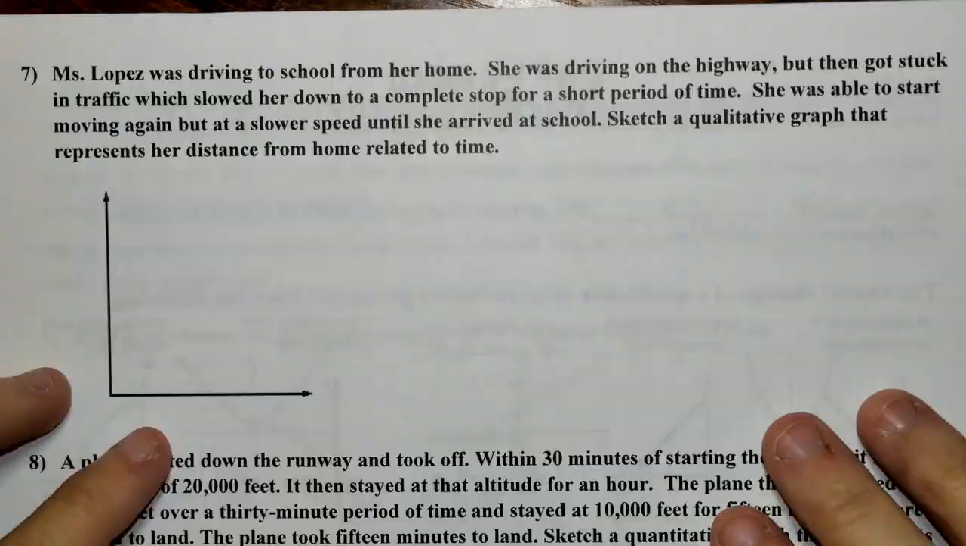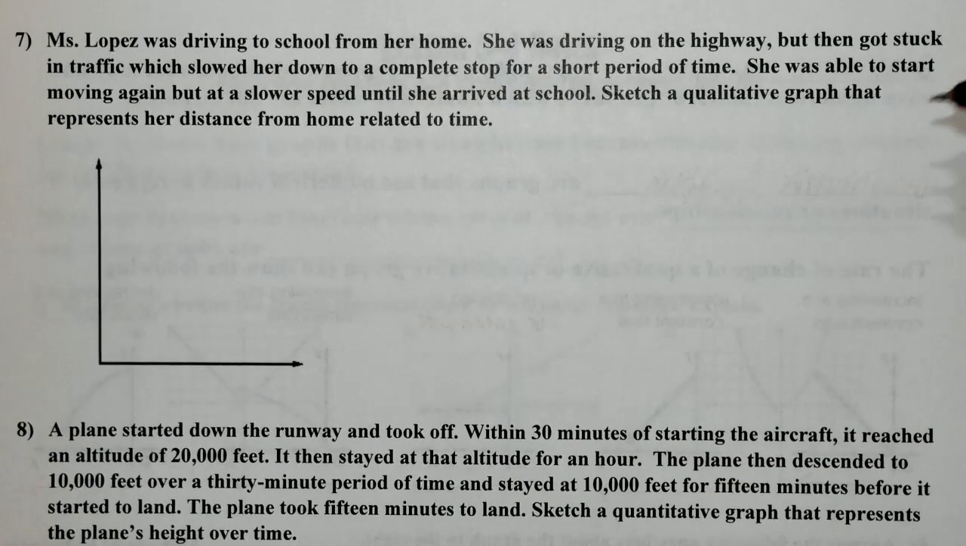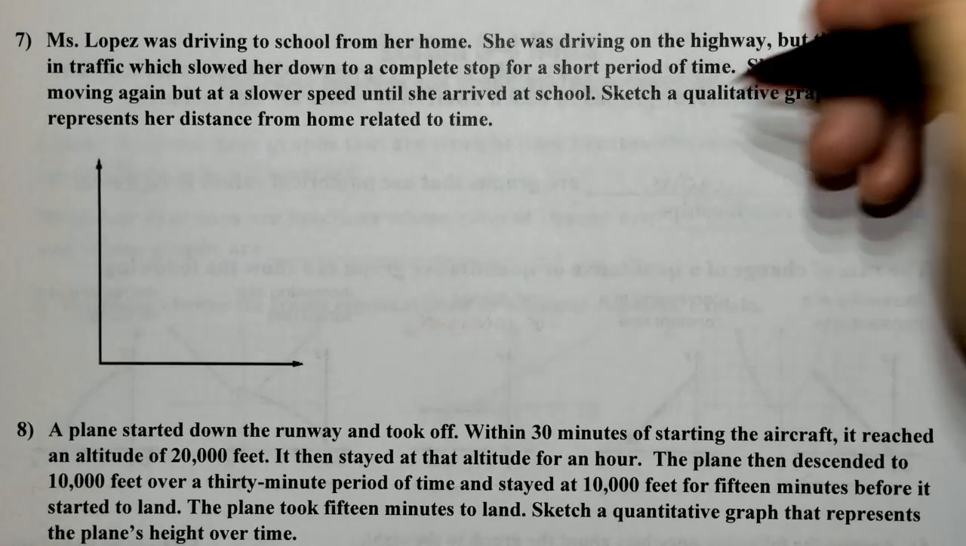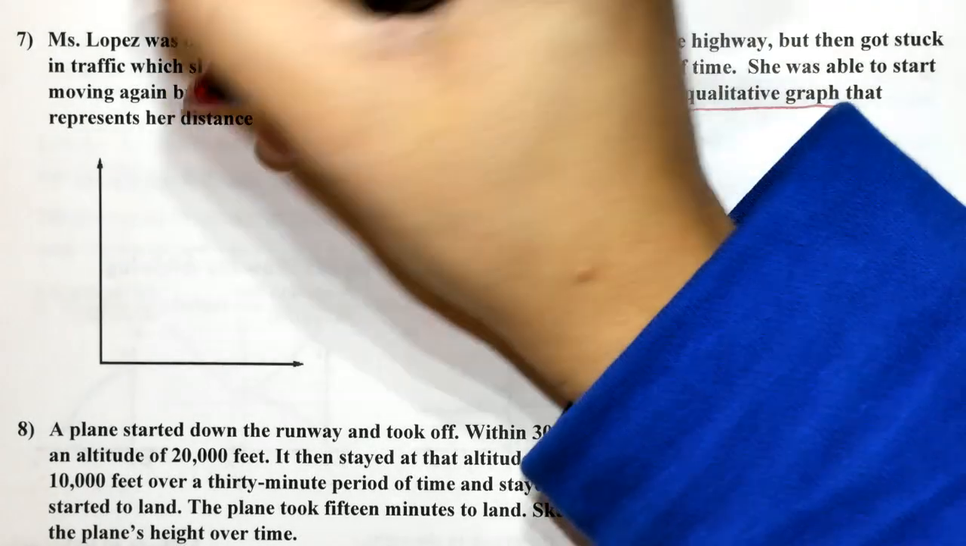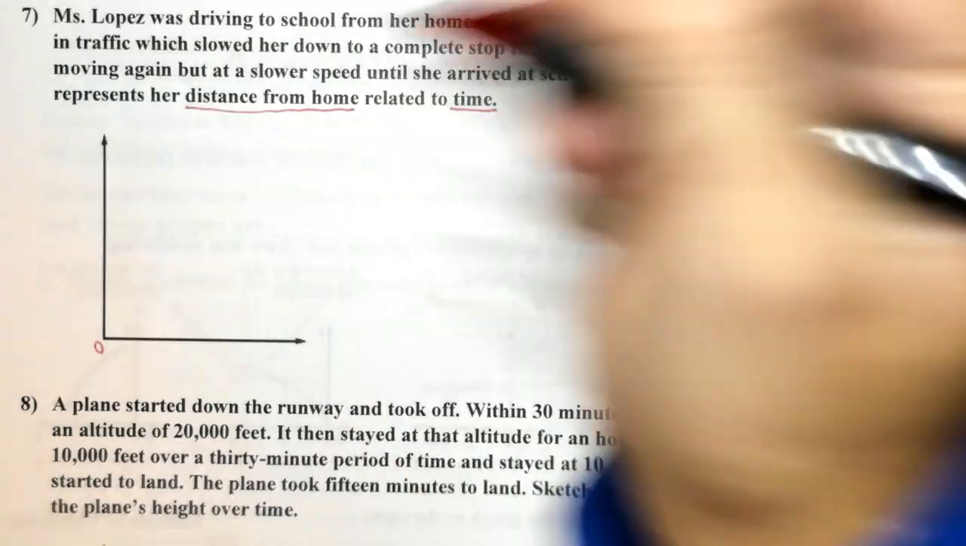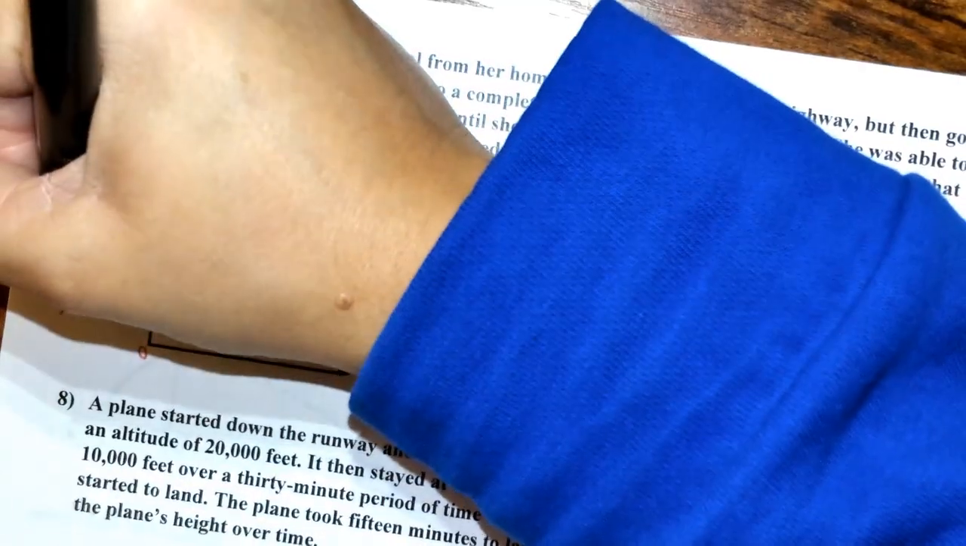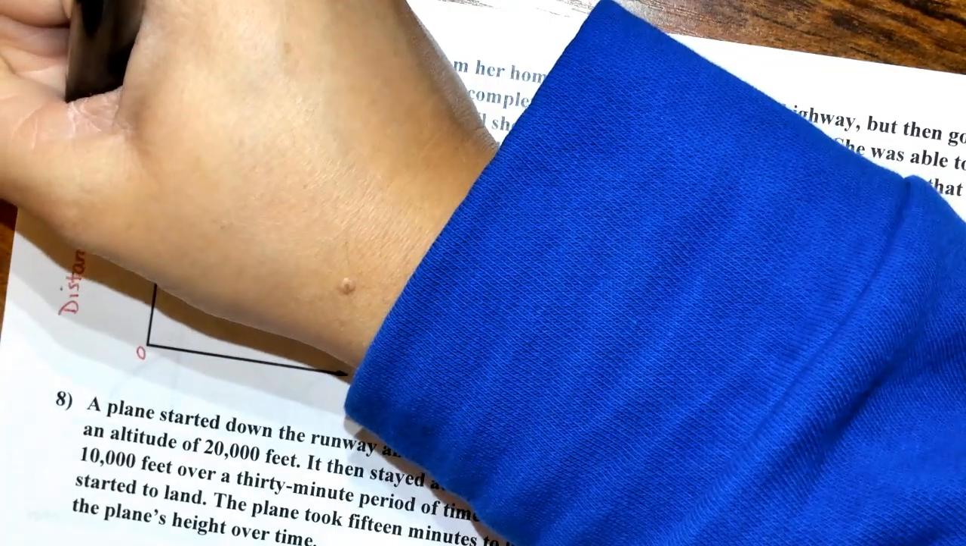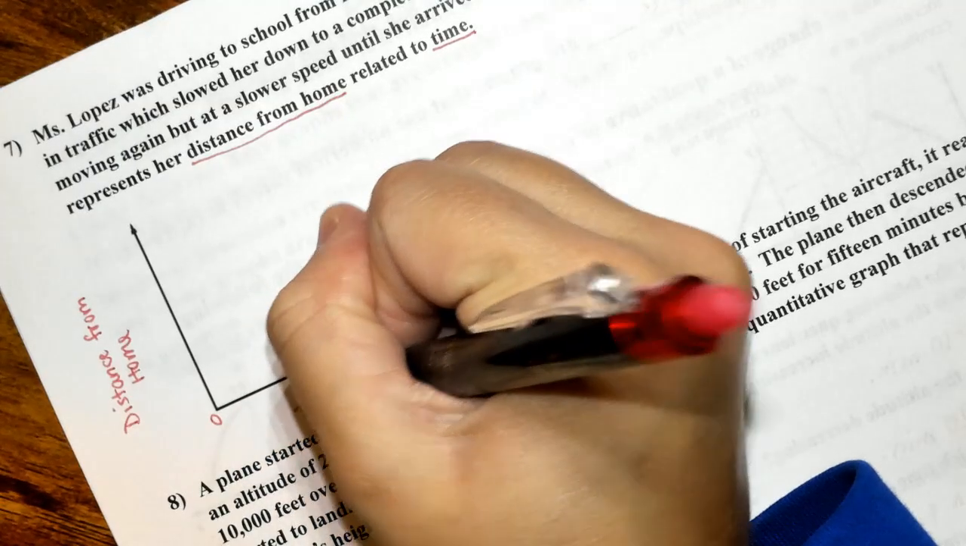Okay, number 7. It says Miss Lopez was driving to school from her home. She was driving on the highway, but then got stuck in traffic, which slowed her down to a complete stop for a short period of time. She was able to start moving again, but at a slower speed until she arrived at school. Sketch a qualitative graph that represents her distance from home related to time. All right, it's qualitative, so again, no numbers. Okay, so distance from home, and time. Time always goes on the x-axis.